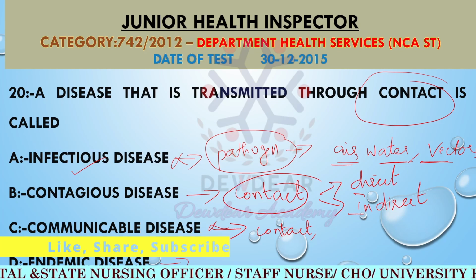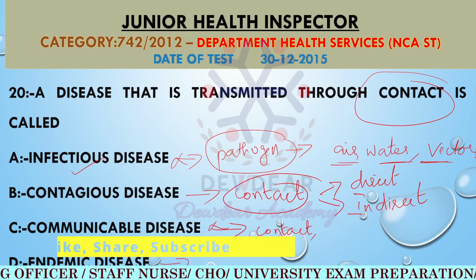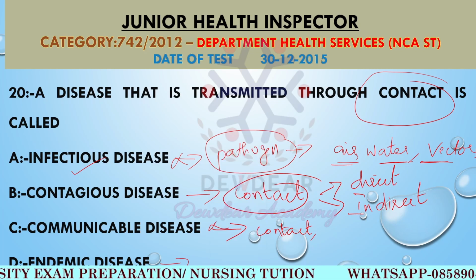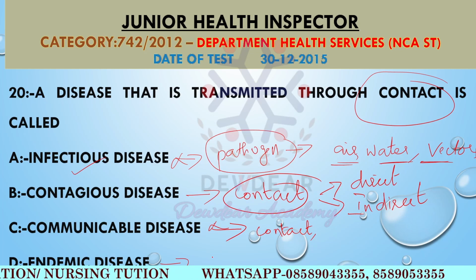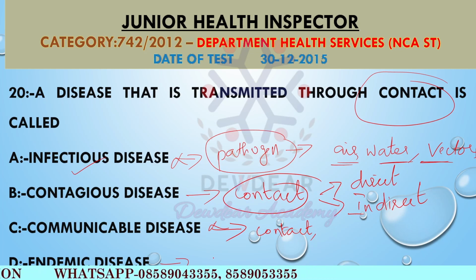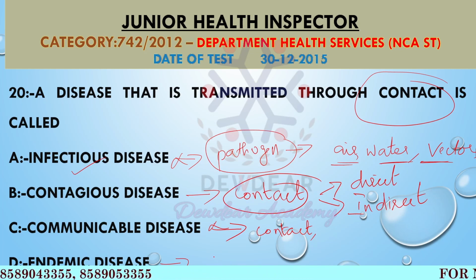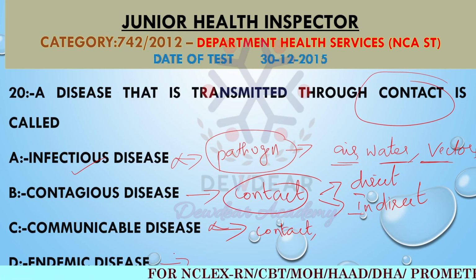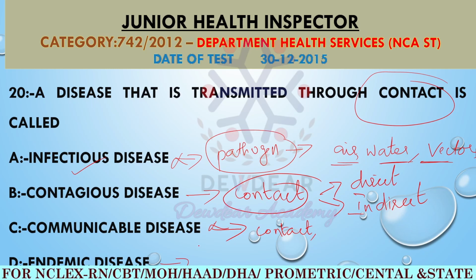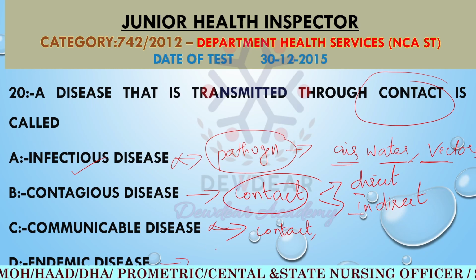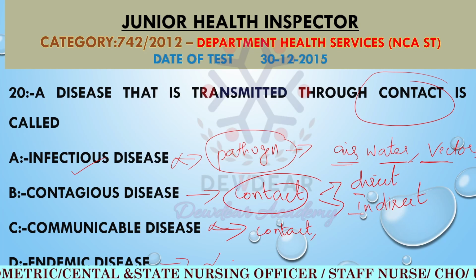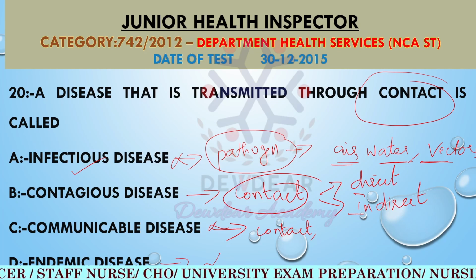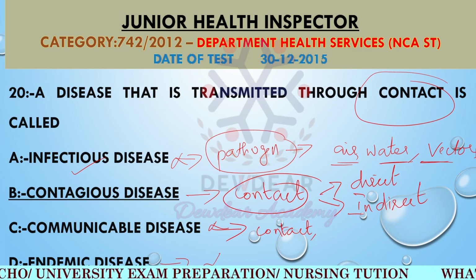Then what is endemic disease? That refers to the disease that is consistently present in a particular geographic area or population. For example, malaria is endemic in some tropical regions. So that means malaria is consistently present in a particular geographical area or population. But it has no relation with this question, that is, a disease that is transmitted through contact. So the correct option is contagious disease.